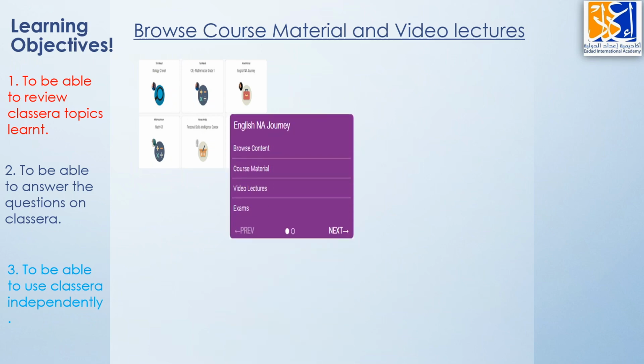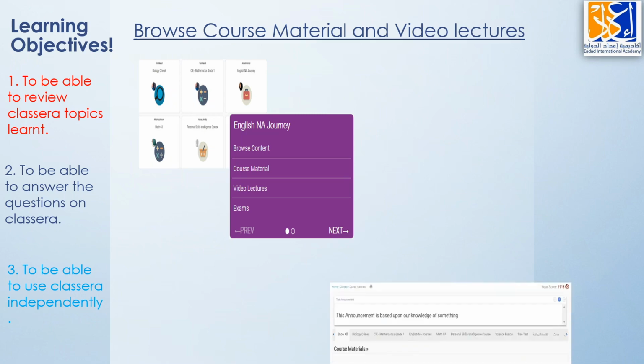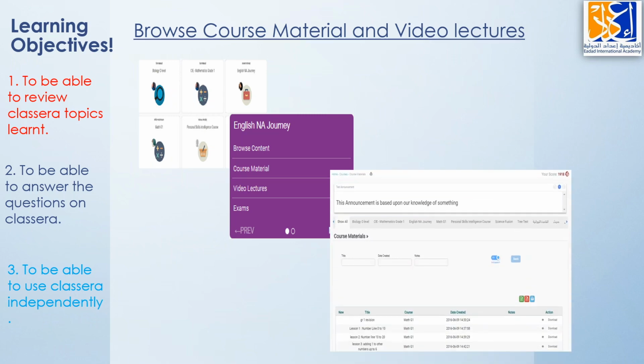When I click on English, it will ask me what I want to see in English: browse content, course material, video lectures, exams, what I need to do. For example, I'll click on course materials. It will open this window for me. In course materials, what are you going to view first? Clear? The same way, if you want to see the video lectures of English, you'll click on video lectures.